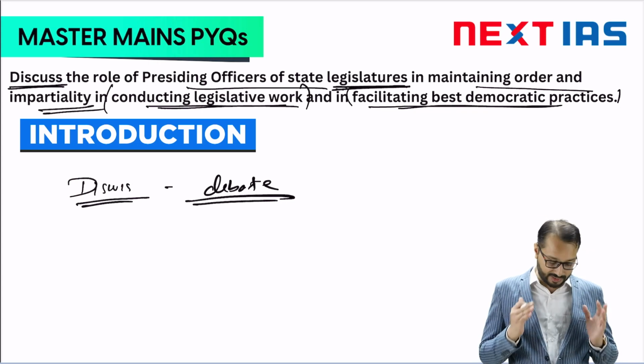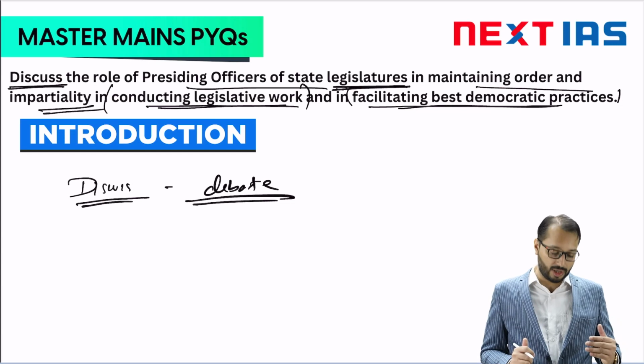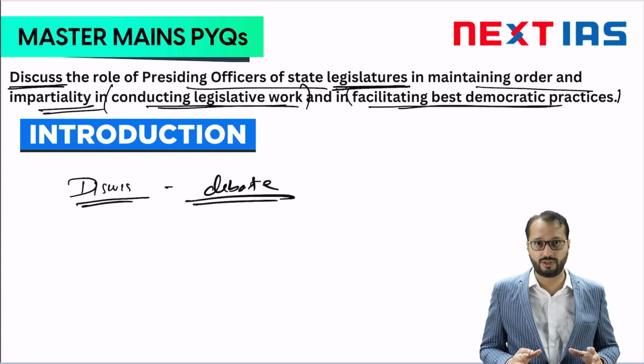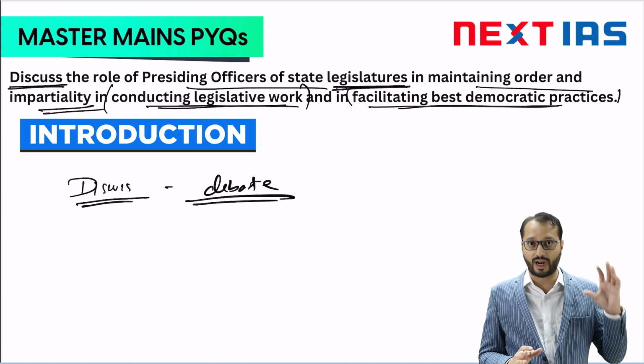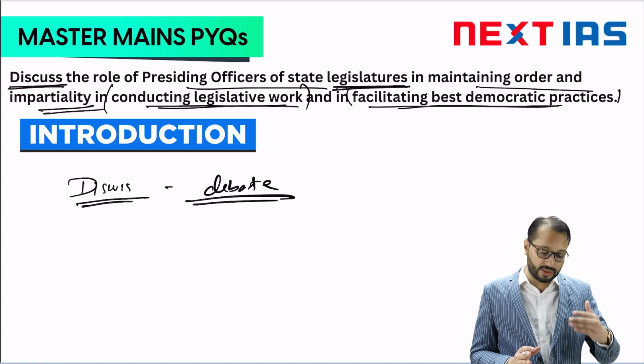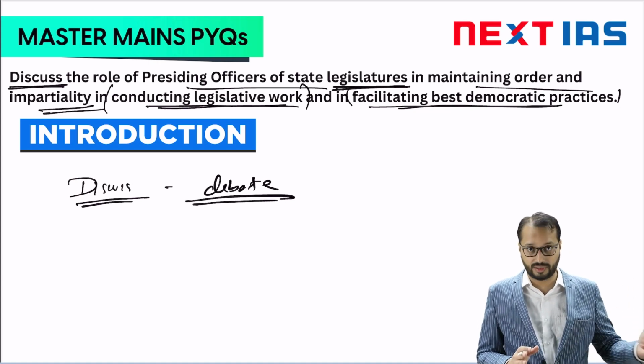We have discussed the demand of the question. How would you proceed with the introduction? You can have a very simplistic introduction. You can list down constitutional articles pertaining to the office of the speaker and deputy speaker, chairman, deputy chairman of the state legislature.